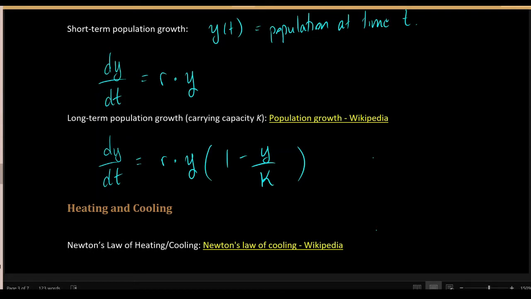So in long-term population growth, when populations start to get close to carrying capacity, that situation is better represented by what's called the logistic differential equation, which says that the rate of population change is dependent not only on your existing population, but how close that population is to carrying capacity. And that closeness to carrying capacity is represented by this second factor, 1 minus y divided by k.